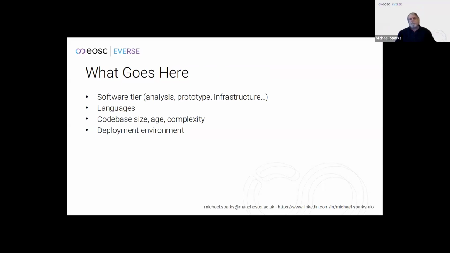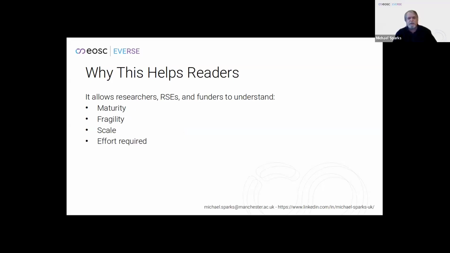So is it analysis code? Is it prototype code? Is it infrastructure code? Is it nascent? Is it mature? Is it something service oriented? It leads you into discussion about languages, about complexity, about history, and deployment environments. And it helps the reader to understand the high-level context, what the maturity is, how fragile it is, what the scalability is and the amount of effort that's required.